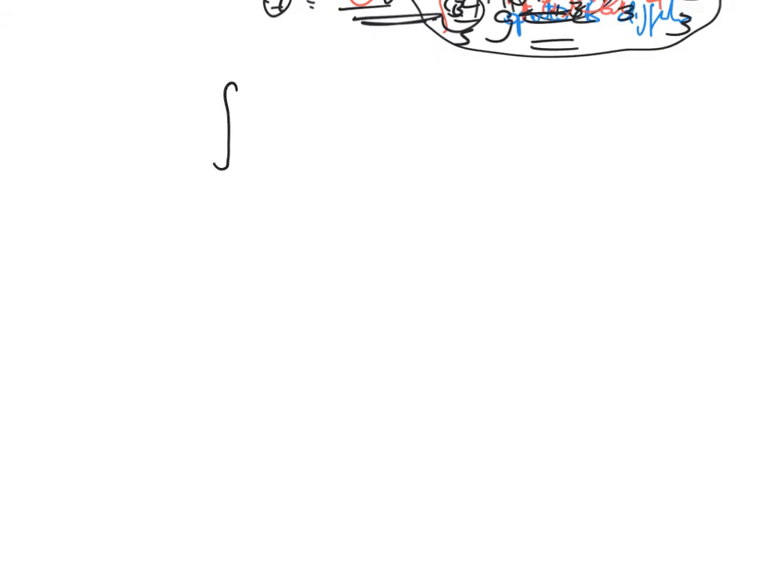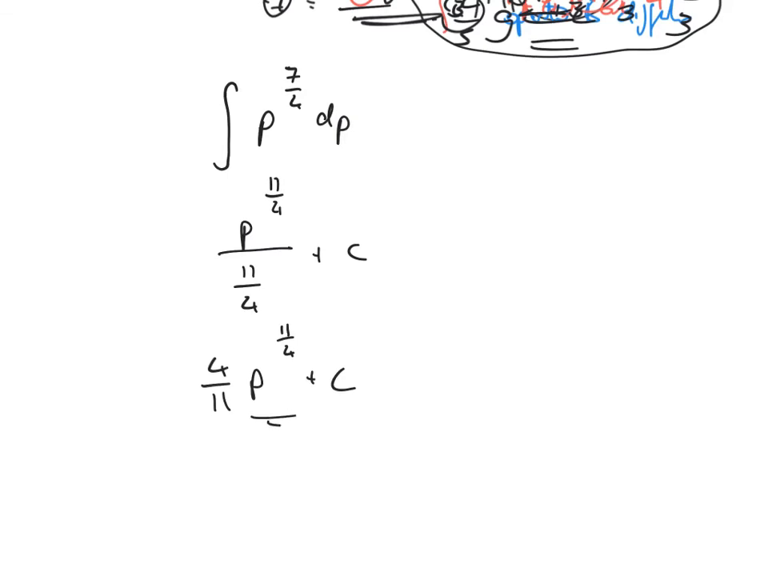Okay, example 9. Integrate p to the 7/4 dp. Add 1 to the power, 7/4 plus 4/4, that's 11/4, divided by my new power, plus c. Change the divide to a multiply, flip the fraction upside down. That's 4/11 p to the 11/4 plus the constant of integration.